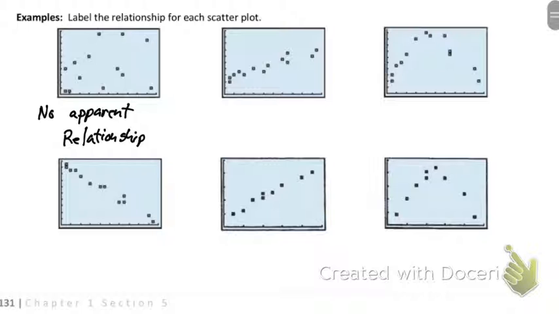Our next one, they follow a nice little line. Then if I threw a line through it, they all kind of go around that line. So that would definitely be a linear relationship. Although our next one is not linear, you can kind of picture a pattern developing that it goes up and then it comes down. So there is a relationship. It's just non-linear. So that would be a non-linear relationship.